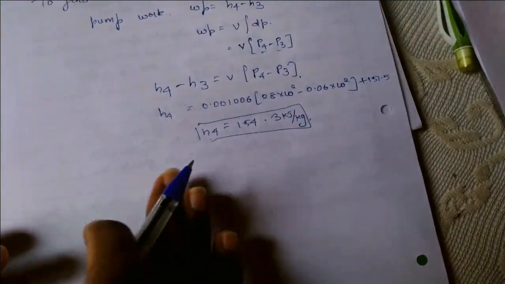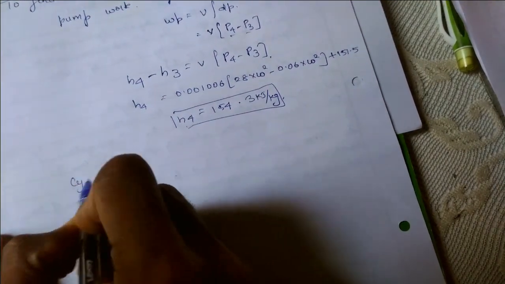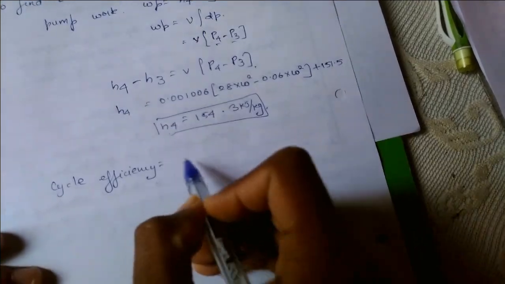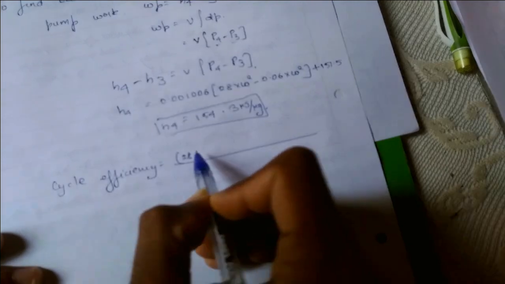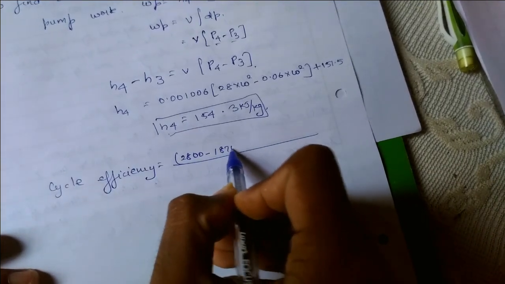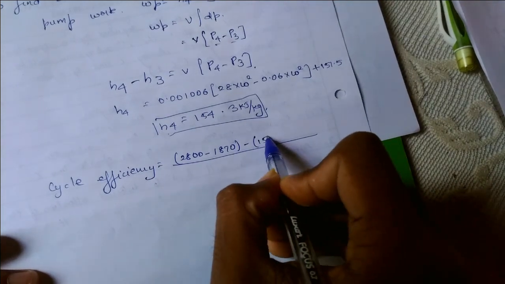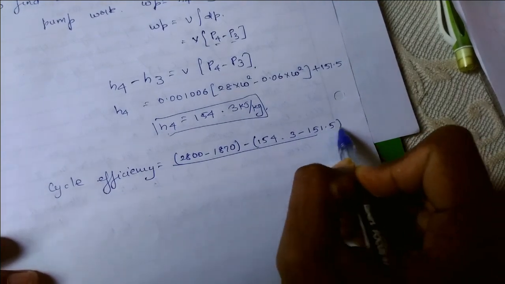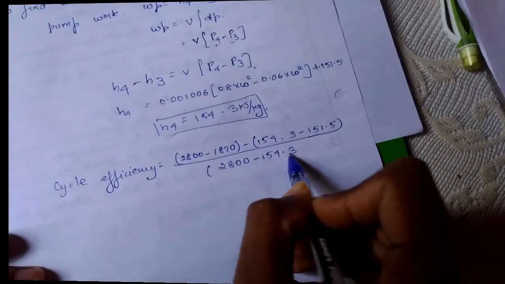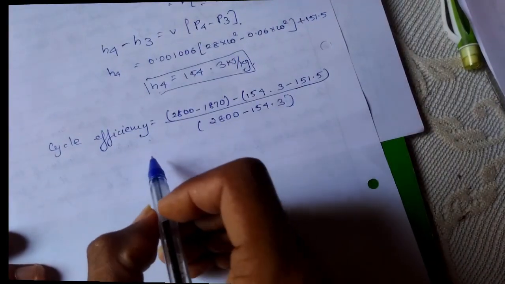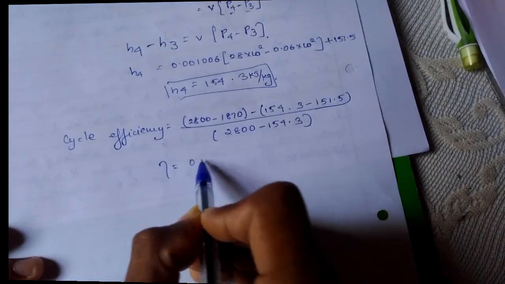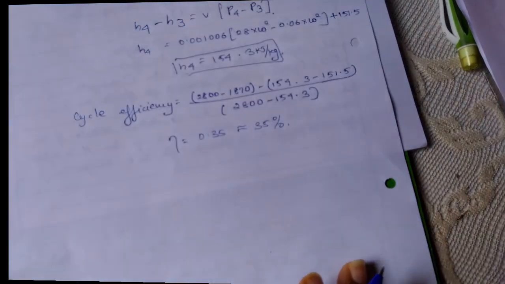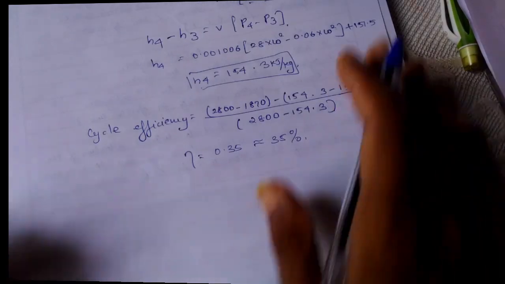So now let's go ahead and do that. So cycle efficiency is given by 2800 minus 870 minus 154.3 minus 151.5 is 0.3. So this comes out approximately to 0.35, which is equal to 35%. So the cycle efficiency is 35%.